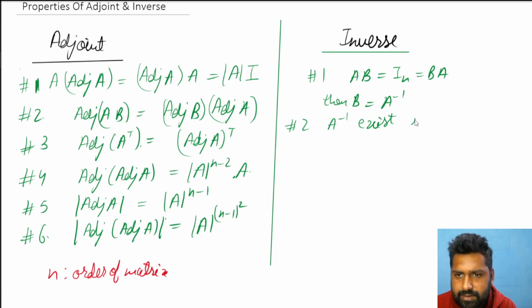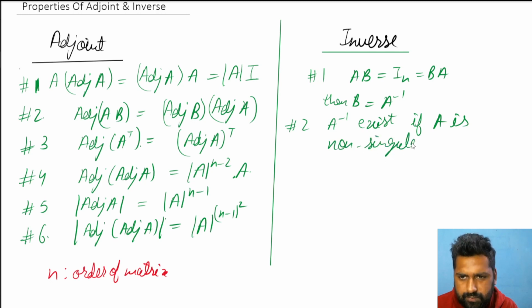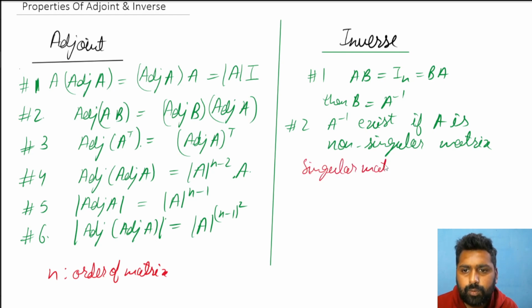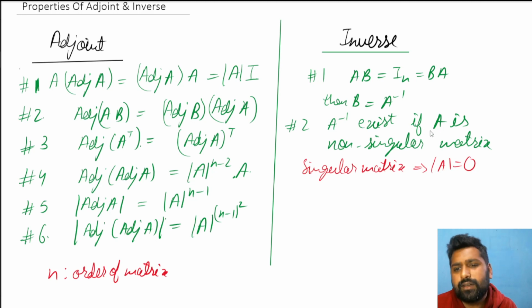A inverse exists if A is a non-singular matrix. Sometimes this word comes along, singular matrix. Now what is the meaning of non-singular or singular effectively? So I'll add this word, singular matrix. What is a singular matrix? It implies that the determinant of the matrix is 0. So that means for A inverse to exist, determinant should be non-zero, means A should be a non-singular matrix.